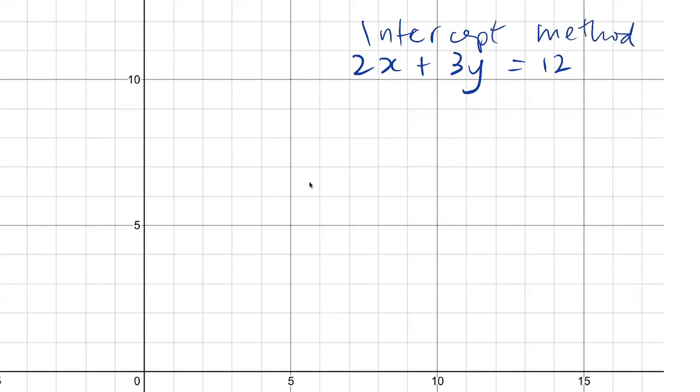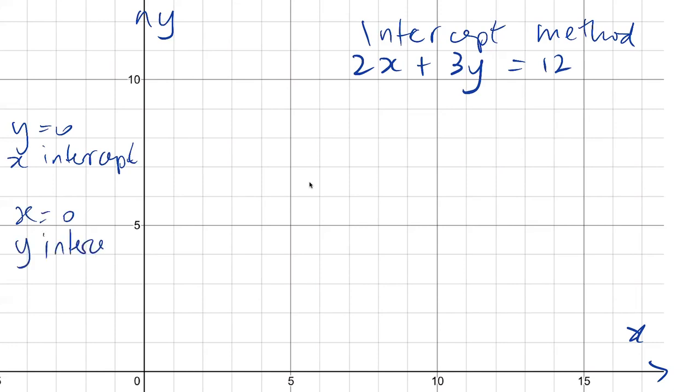The intercept method relies on finding the x-intercept, where the line intersects the x-axis, and finding the y-intercept, where it intersects the y-axis. And it's not too difficult, because when y is equal to 0, we find the x-intercept. And when x is equal to 0, we get the y-intercept. So let's go and do this.